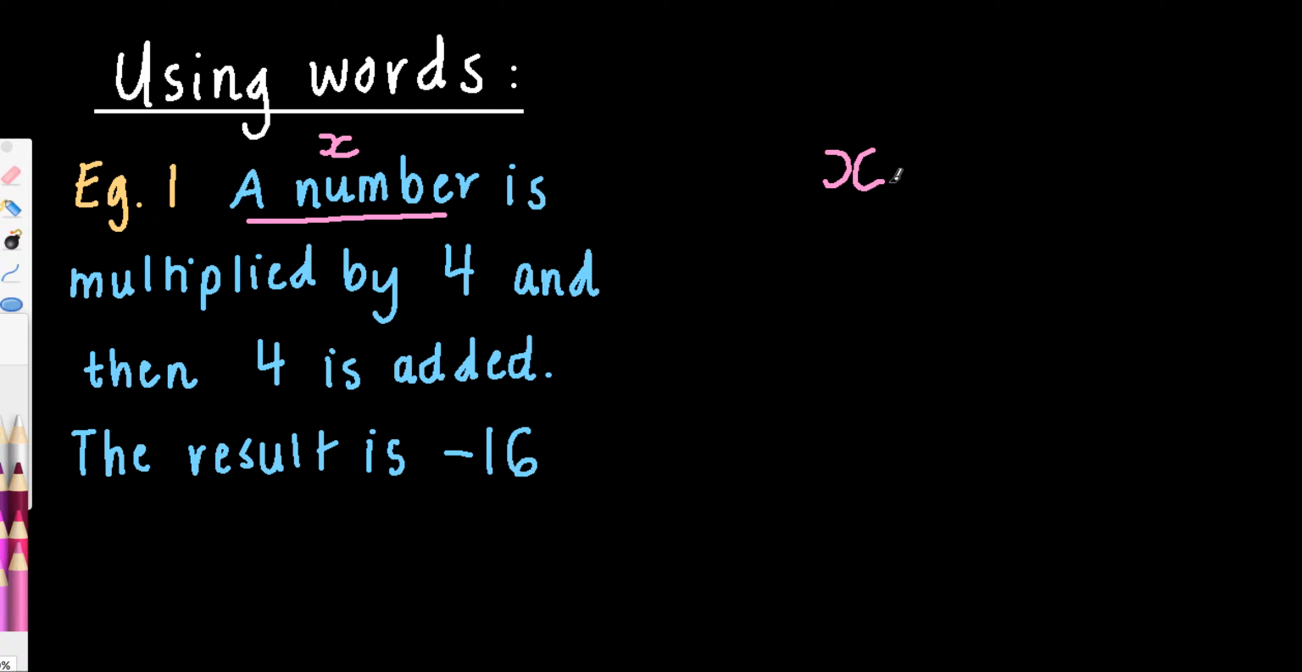Now it says it's multiplied by 4. Now you want to go like this, I know, but we don't tend to write multiplication like that in algebra. So what we want to do instead is write it like this. It's multiplied by 4, which means 4x. And then 4 is added. So after that, 4 is added on. It says the result is negative 16. So the result of doing this, so what this is equal to, is negative 16.